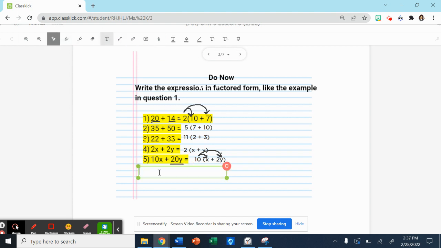The equations on the left side are written in distributed form. They're the equations where we've already used the distributive property. The equations on the right side are written in factored form, meaning that we've pulled a factor outside of the parentheses. This will be our foundational learning target for the week, and you can expect a quiz coming up on Friday.